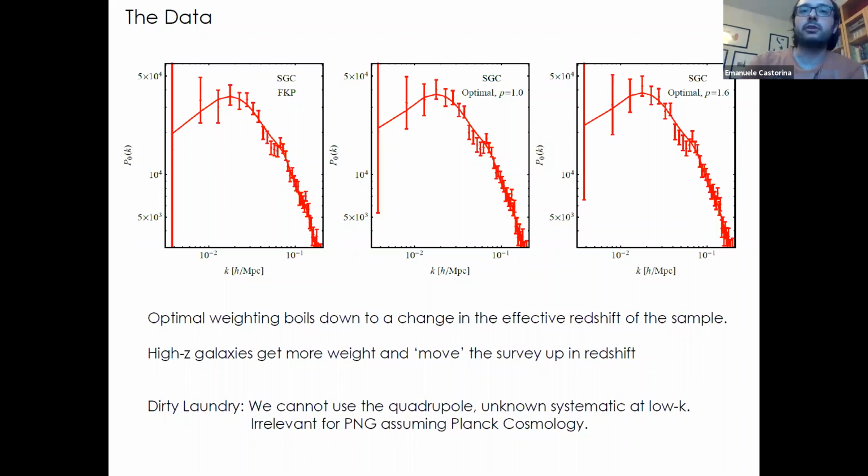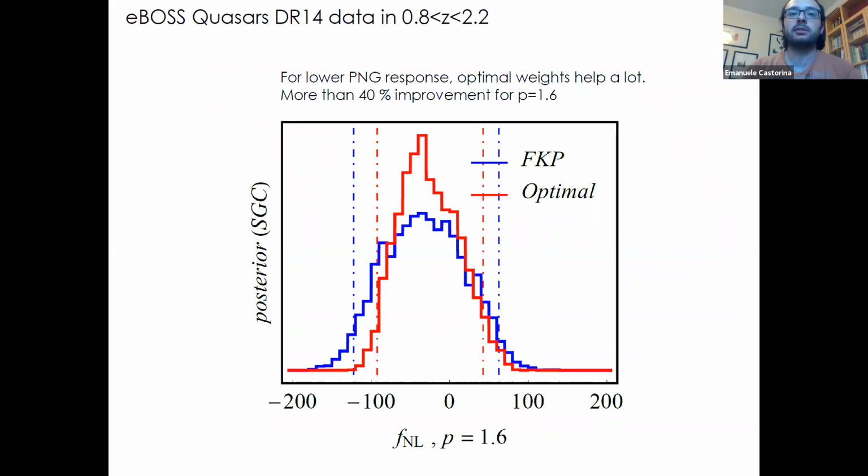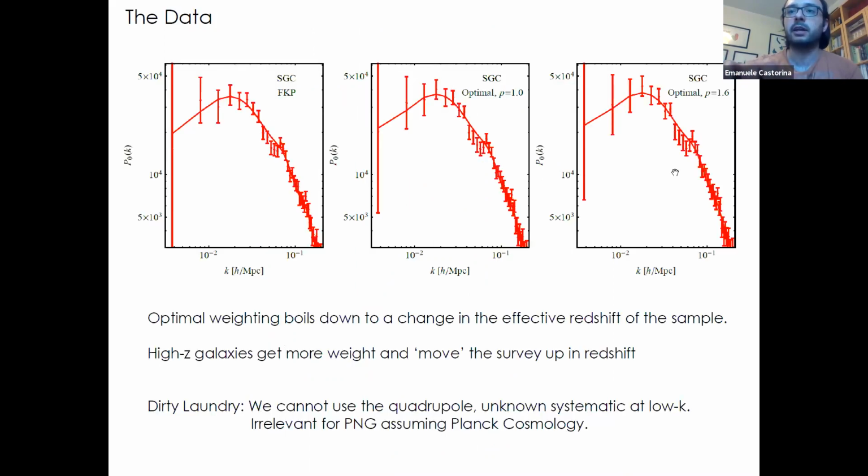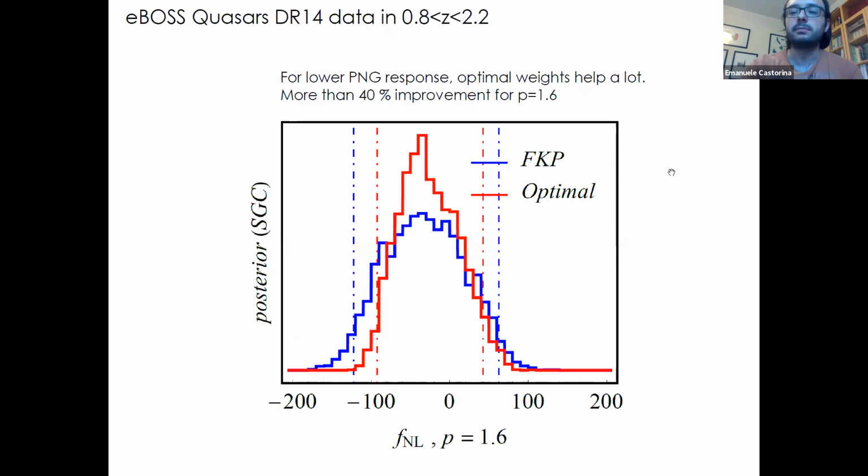So this is one case where we do find that our optimal analysis improves a lot. This is the posterior if we fit for FNL, in this panel on the left and in this one on the right, shown in red and blue. We see that in fact with the optimal analysis the posterior for FNL is much sharper. In this case, we find more or less a 40% improvement for this specific case.